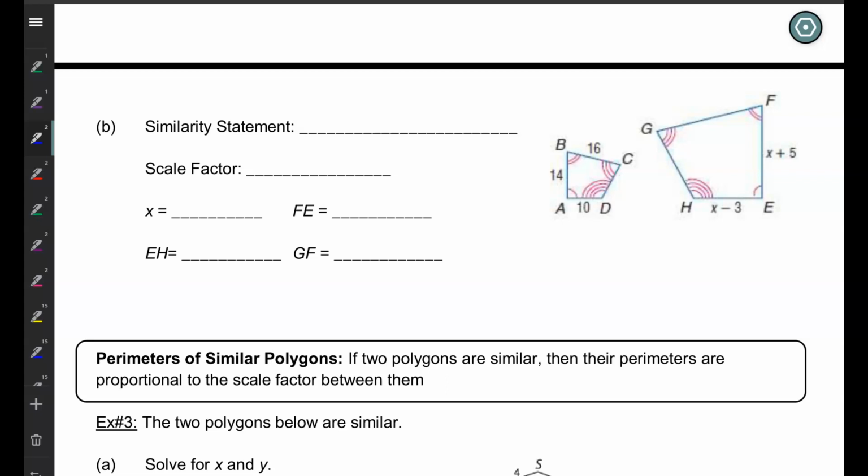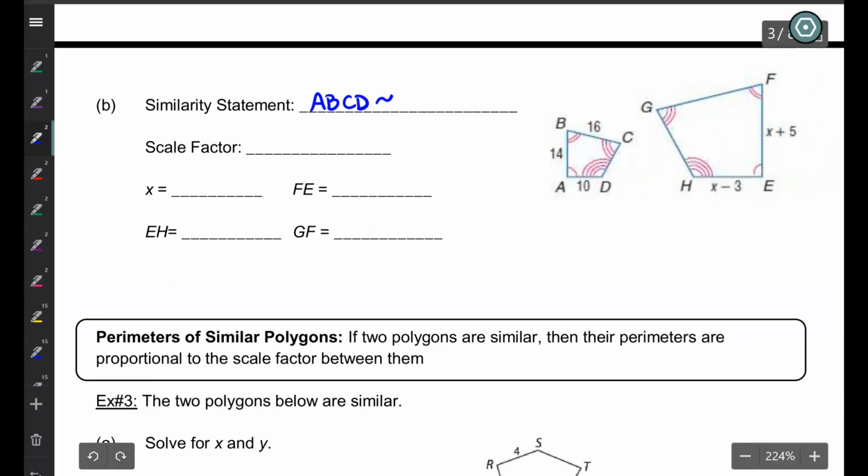Okay, next one. Again, we know that these are going to be similar. So let's first look at putting it in order. A, B, C, D similar to, now just be careful, this one isn't drawn in the same kind of direction. So if I started with A, that matches with E. B matches with F. And of course it goes in nice alphabetical order, not always like that, but I just want to make sure.